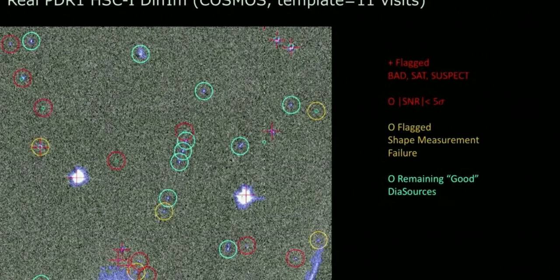I hope to have shared at least some of my optimism on what a survey made up of many short exposure times over 10 years can do.